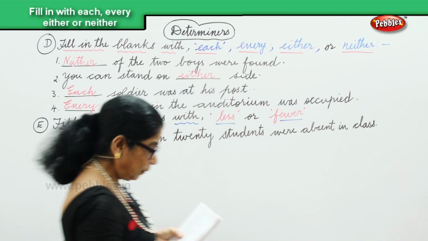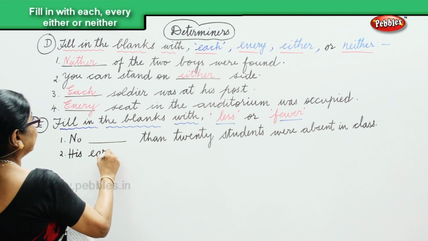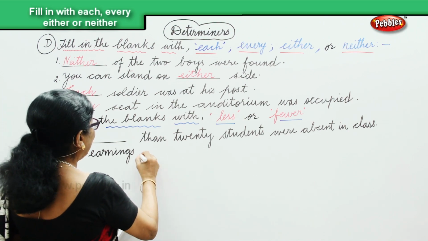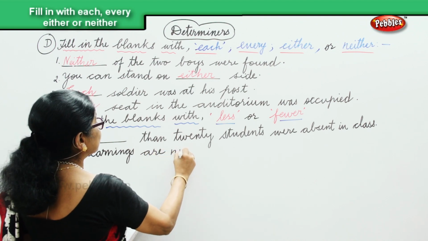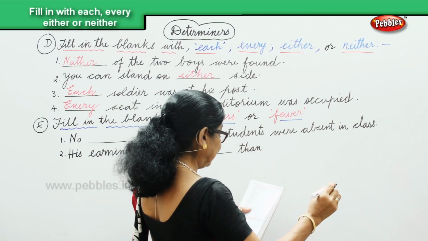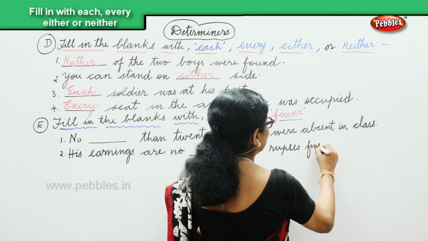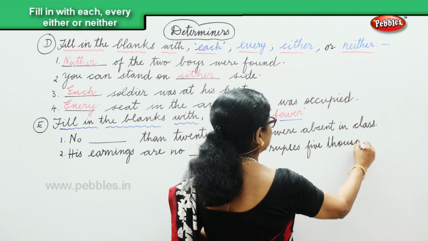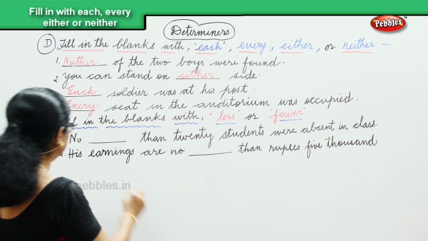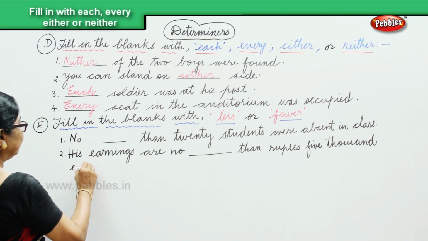And the next, second sentence, his earnings are no dash than rupees 5,000 every day. His earnings are no dash than rupees 5,000 every day.